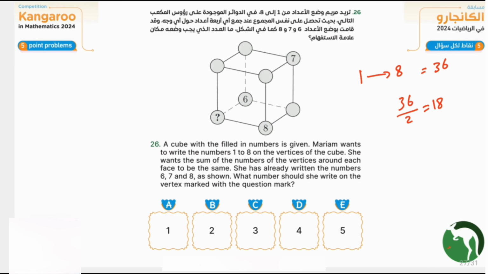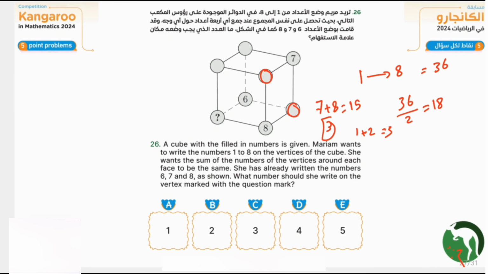Now let's start with a face that contains more than one known number. I can start with this one, for example. Now I have 7 and 8. If we add 7 to 8, we have 15. So I need an extra 3. I can obtain 3 by adding 1 to 2. So I should fill these two circles with 1 and 2.